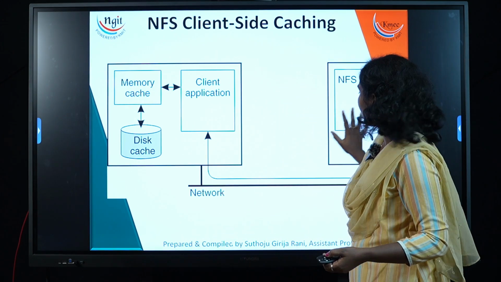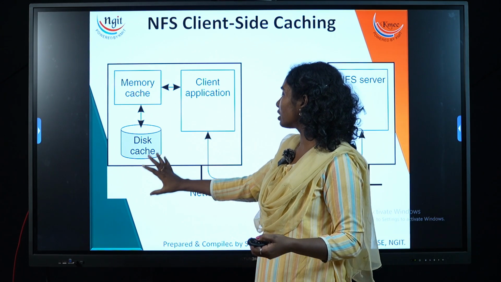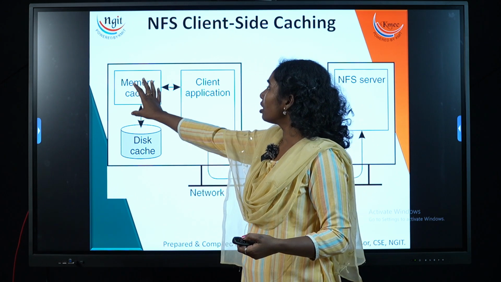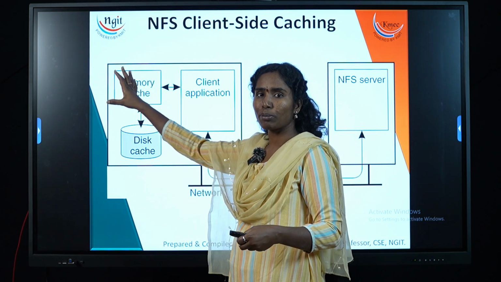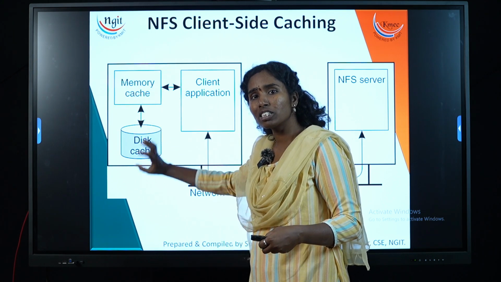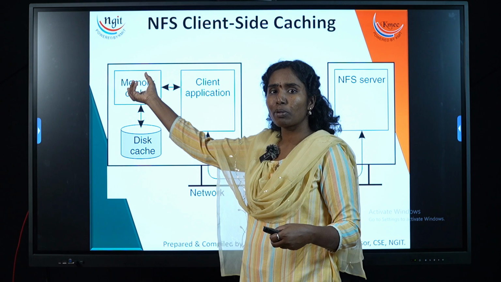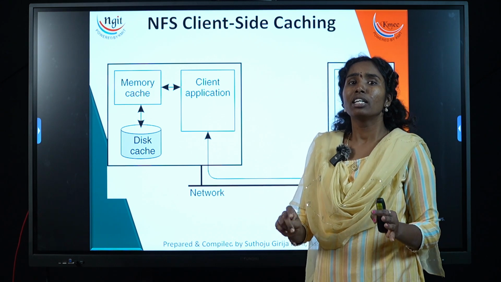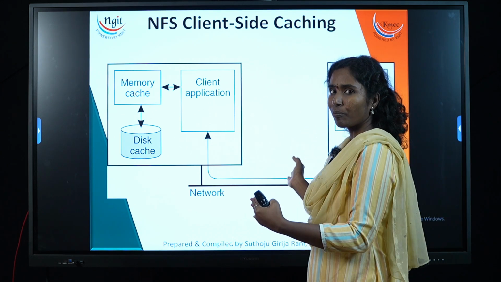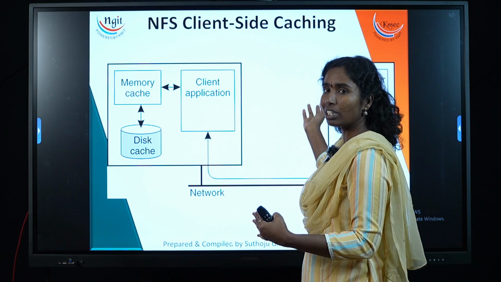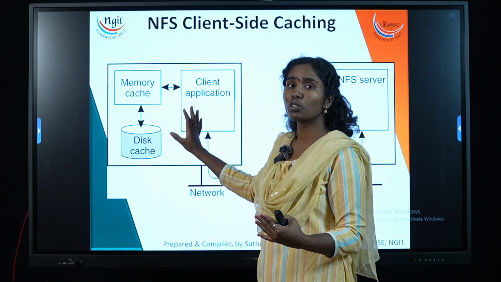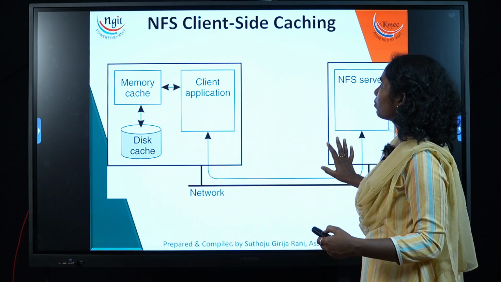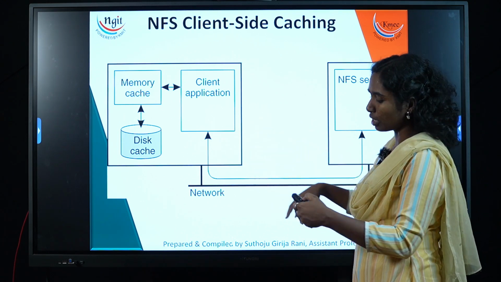Now our NFS server is ready with the content. This is a client machine, which has secondary storage, that is a disk, and the main memory, and along with that we have the caches of those two memories, secondary and main memory. The client application is always ready to ask for files from the server. When it is asking, the client should also be at that speed, so for that reason it maintains the cache memory. This is a small block diagram of NFS client side caching.